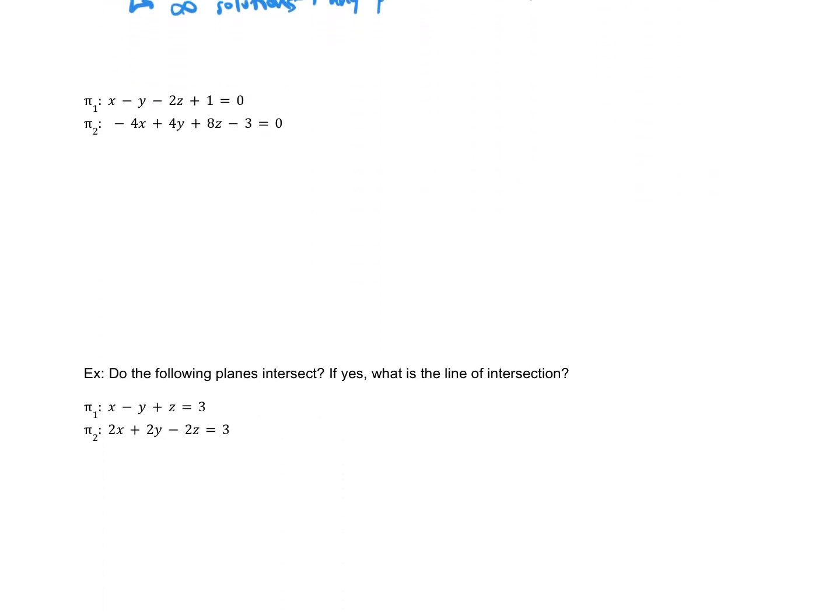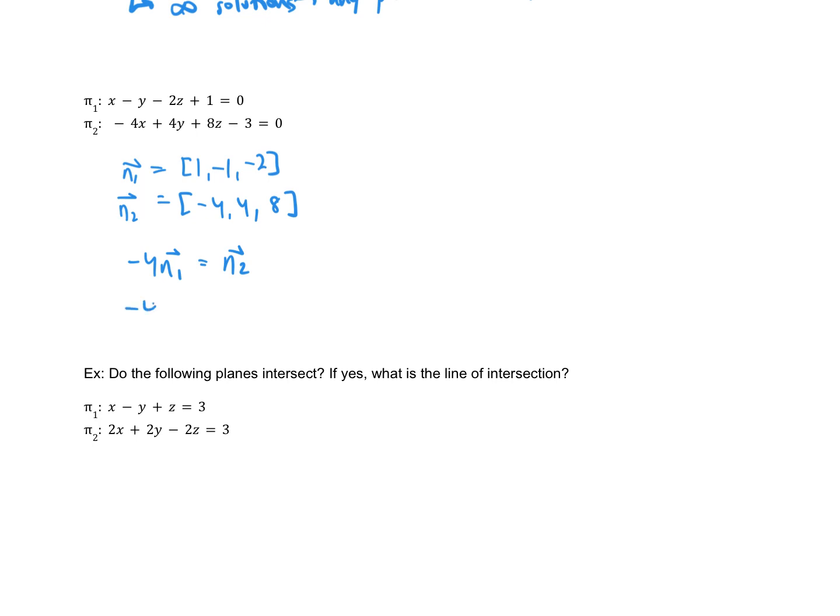All right, let's look at the next one. Checking the normals first. 1, -1, -2, -4, 4, 8. And it looks like if I multiply the first normal by -4, I'll get the second. So I know they're parallel.